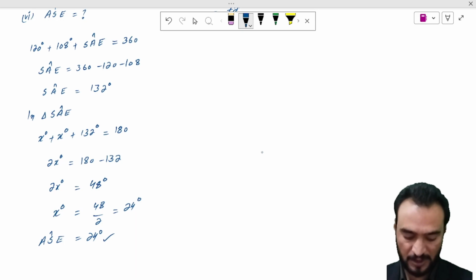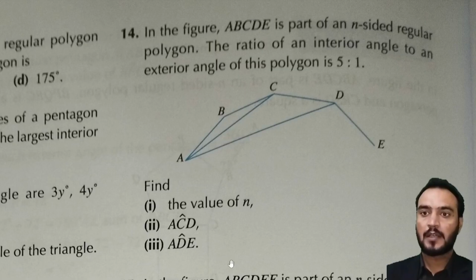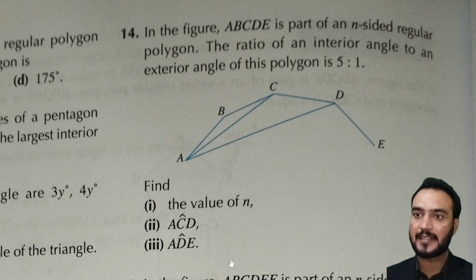Now we will solve question number 14. In the figure, ABCDE is a part of an n-sided regular polygon. The ratio of interior angle to an exterior angle of this polygon is 5:1. So this is the part of an n-sided polygon.